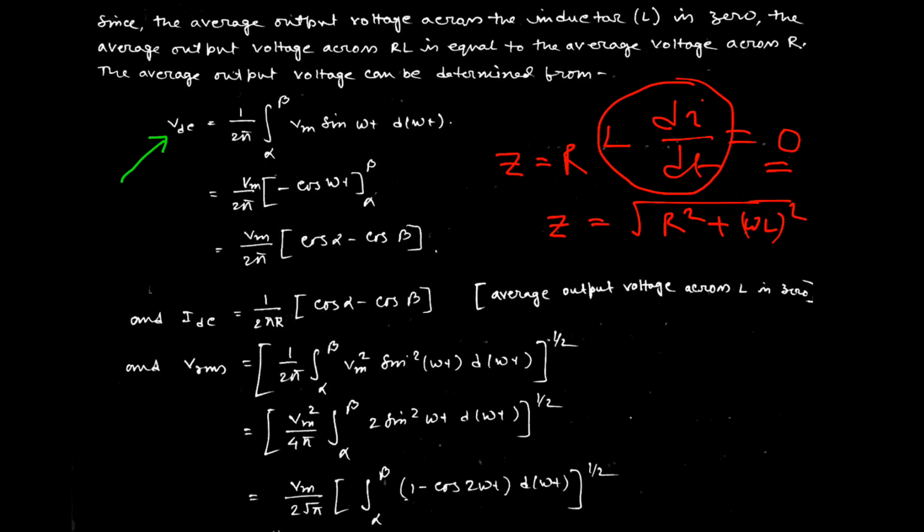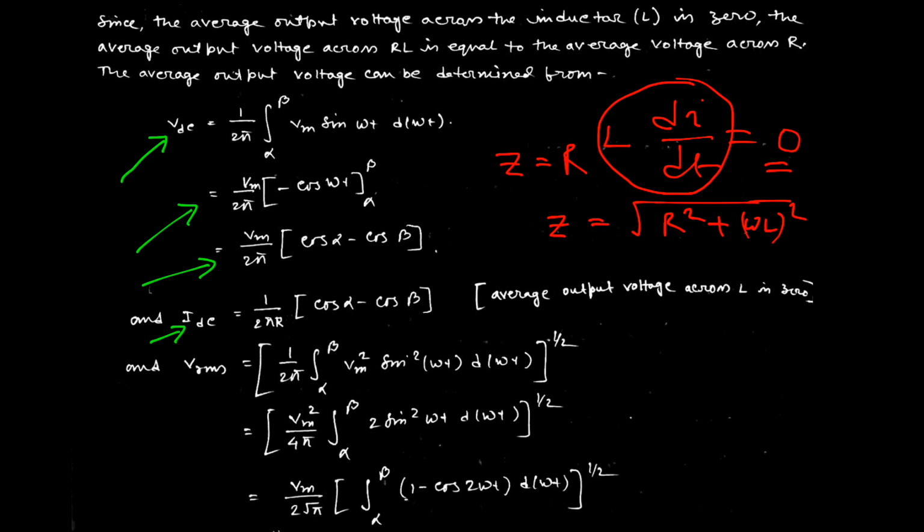After simplification, we can rewrite the expression as Vm by 2 pi times the integral of sin omega t, which is minus cos omega t, with lower limit alpha and upper limit beta. Considering the limits, we simplify to VDC equal to Vm by 2 pi times cos alpha minus cos beta. The average output current IDC is VDC by R, so IDC equals Vm by 2 pi R times cos alpha minus cos beta.